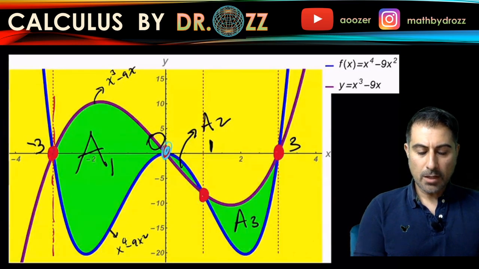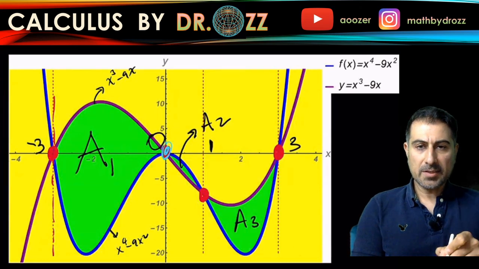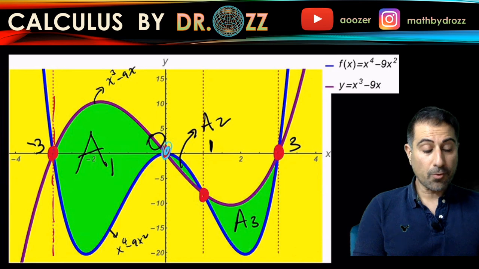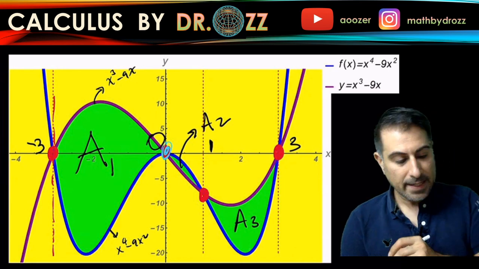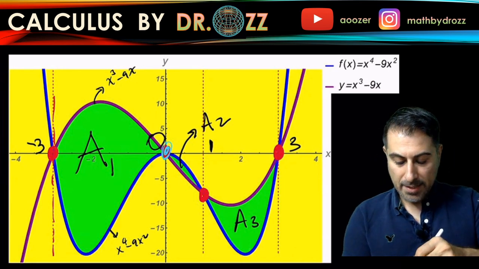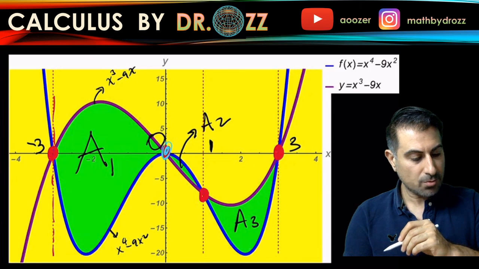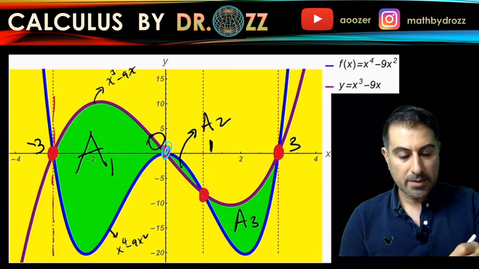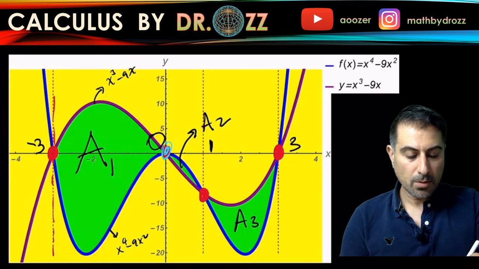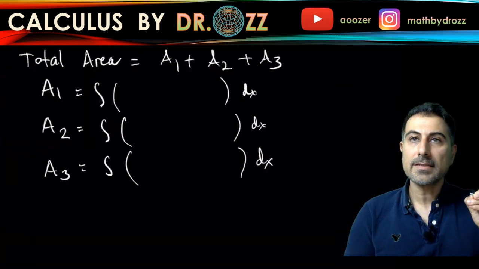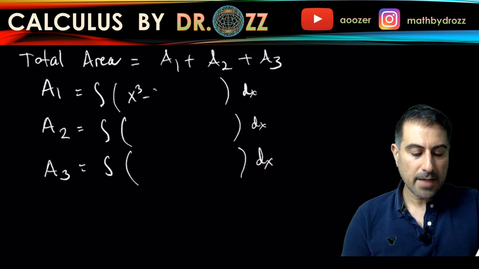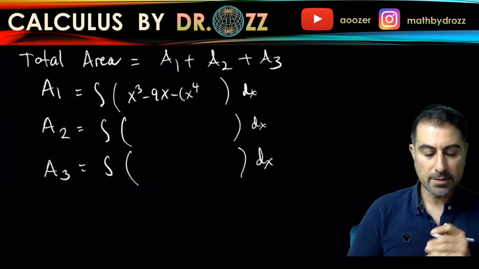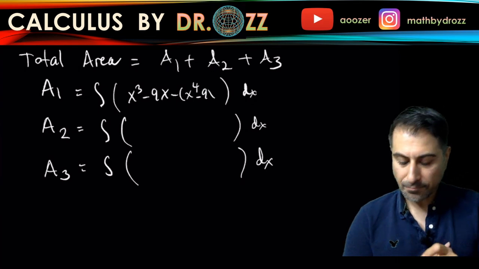Okay. So for A1, the top is the cubic and the bottom is the fourth order. So x cubed minus 9x minus x to the fourth minus 9x squared. So going back up here, x cubed minus 9x, minus x to the fourth minus 9x squared. That's the first part, okay?